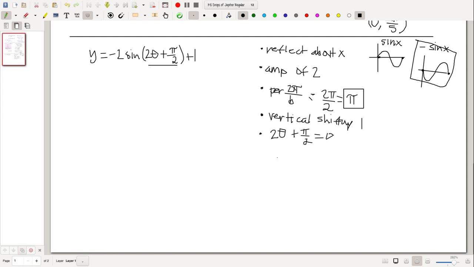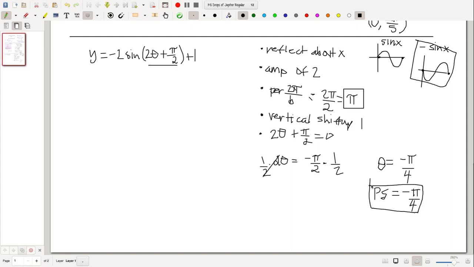If I solve for theta, I'm going to say 2 theta equals negative pi over 2. Okay, now I'm going to multiply by 1/2, which remember, guys, that is the same as dividing by 2. So those will cancel out, and I have theta equals negative pi over 4. Okay, so if it asks for a phase shift, your phase shift is negative pi over 4. Okay, and that's going to be important here in just a minute when we are graphing.